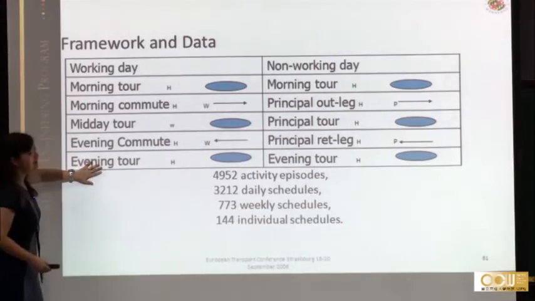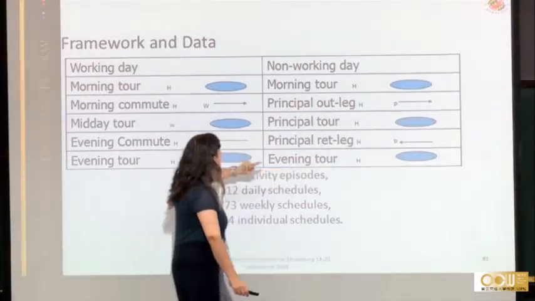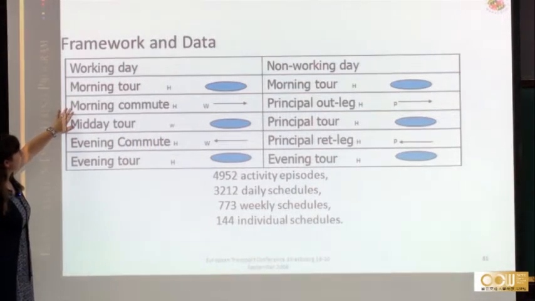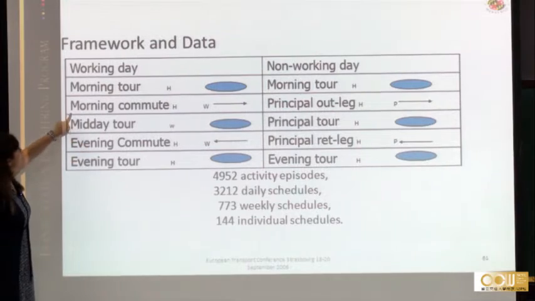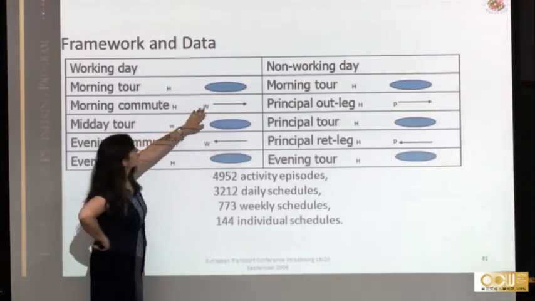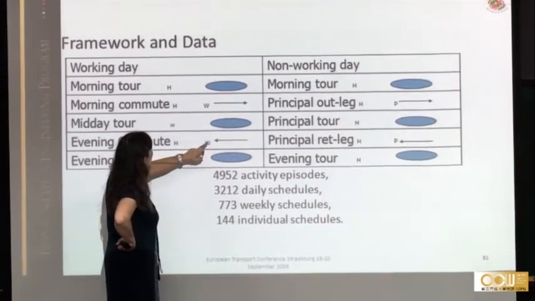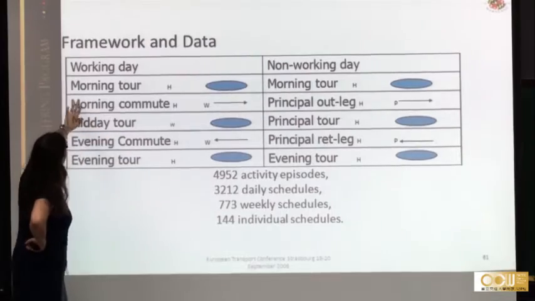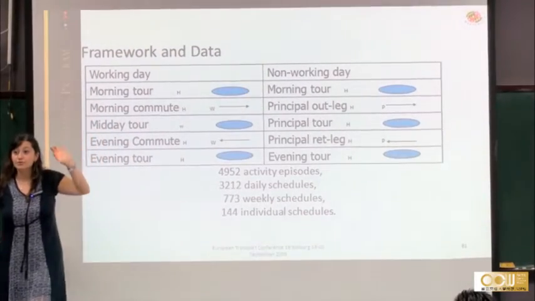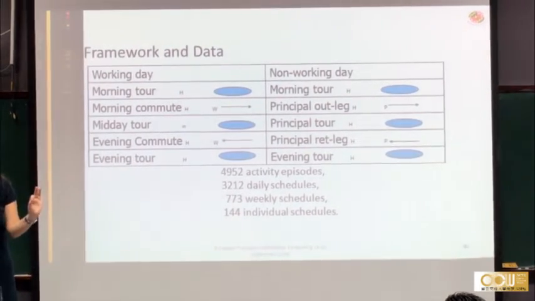I've divided the data into working day and non-working day. The workday is characterized by morning commute and evening commute. So this is from home to work. Yeah, this arrow should be from home to work. This is from work to home. And this is a morning tour. These are all tours, right? That start at home and end at home.